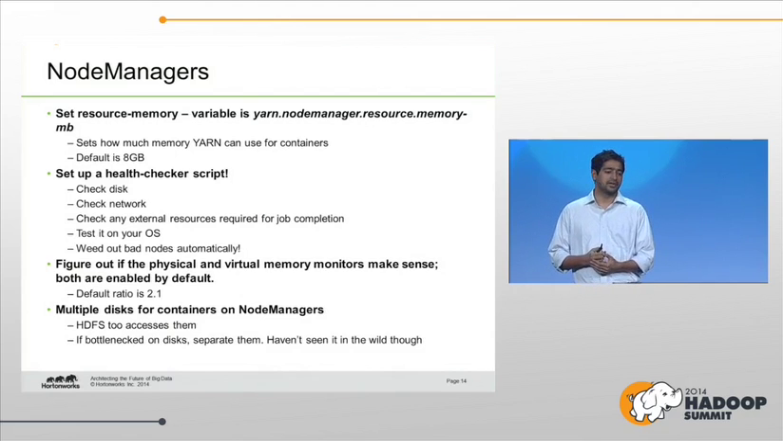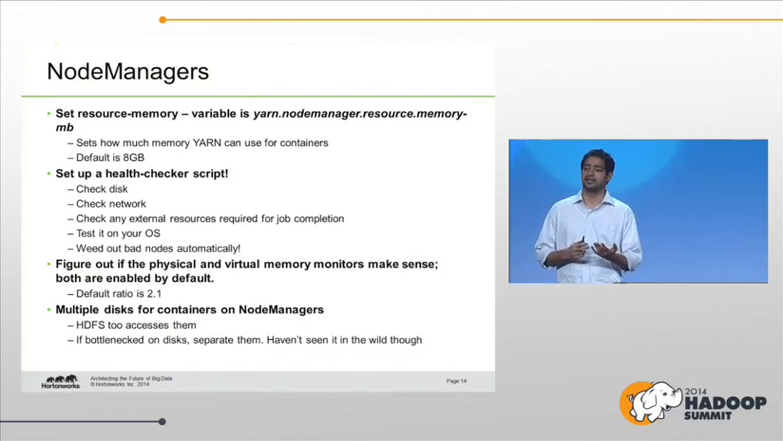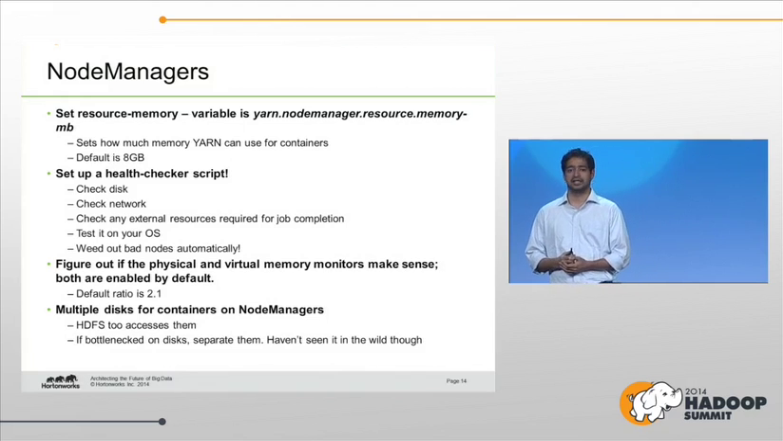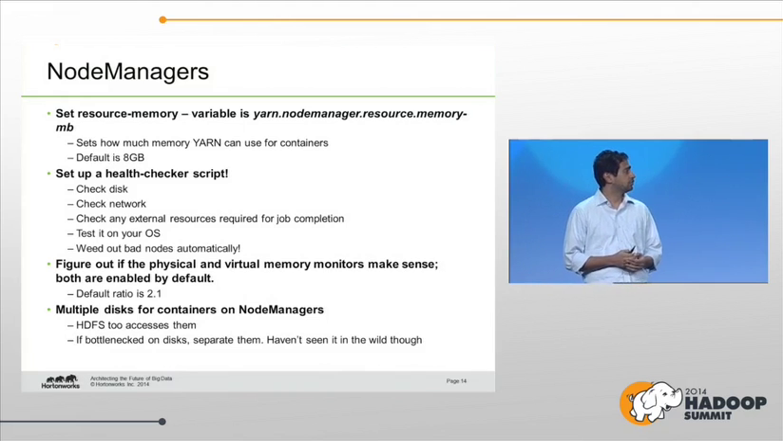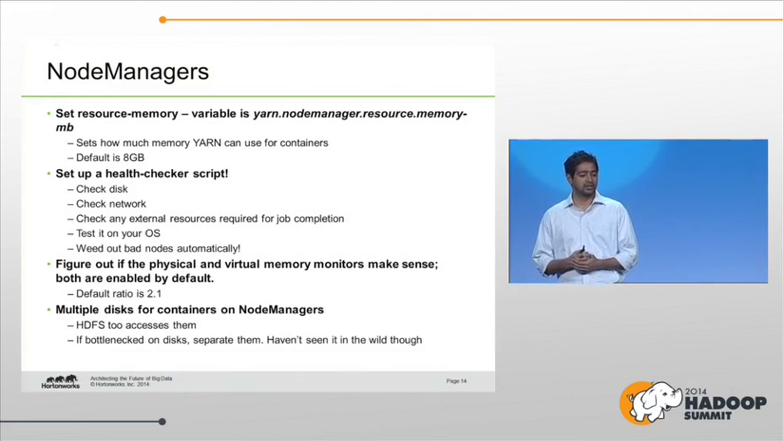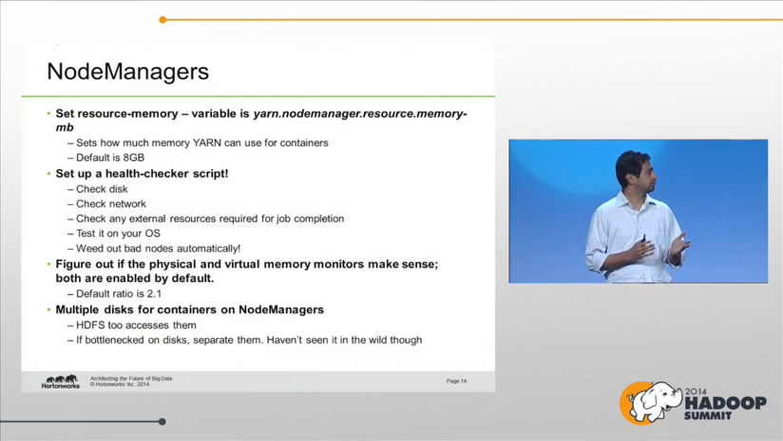In addition, sometimes we find apps require access to external networks for getting some resources they need for completion, and due to misconfigured firewalls or similar issues, something goes wrong. These scripts are really useful for weeding out bad nodes so that they don't end up with failed tasks.